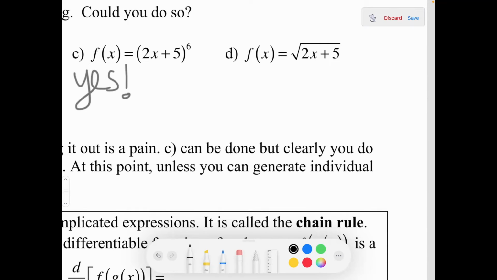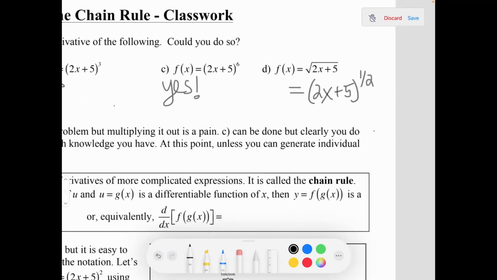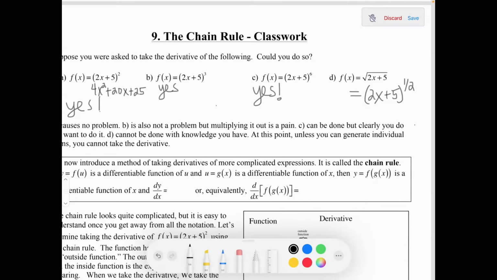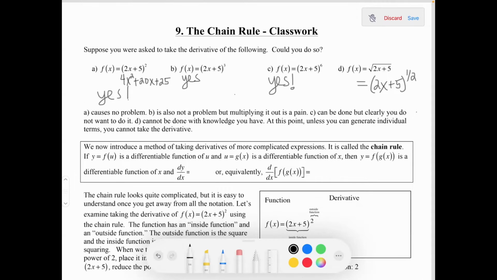If we looked at the last part, though, what is the square root of 2x plus 5? That's really (2x + 5) raised to the 1/2 power. And could we actually multiply that out? No, we can't. So based on what we've learned so far, we actually can't take that derivative. So that introduces a new method to help us take derivatives.